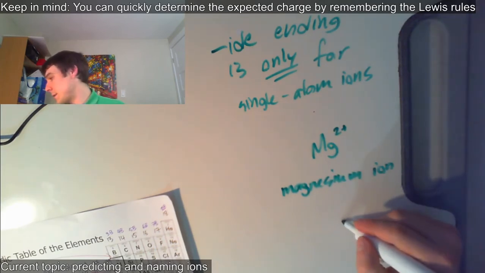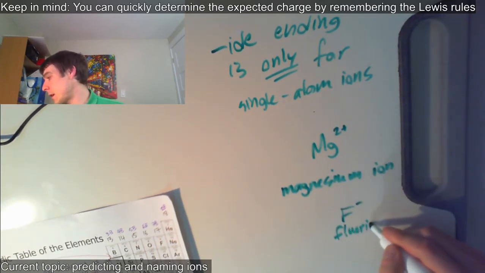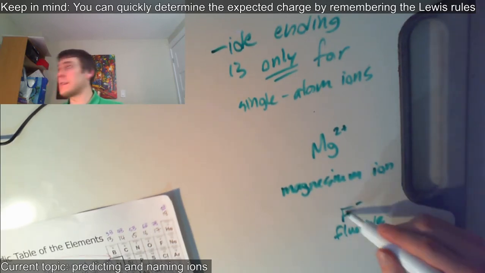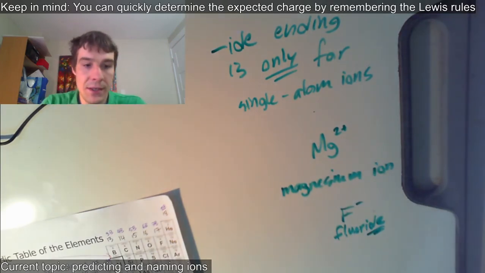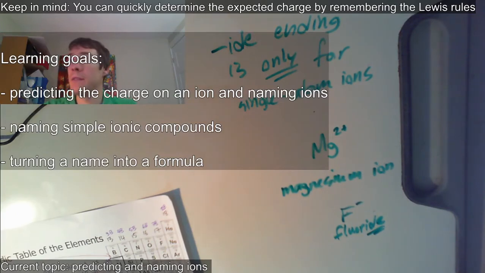Magnesium ion versus, say, the fluoride ion. There's that "ide" ending because it's a single atom negative ion. So that's our first section done, right? We've done our learning goal of predicting the charge on an ion and then naming ions. We're going to move on to naming simple ionic compounds.